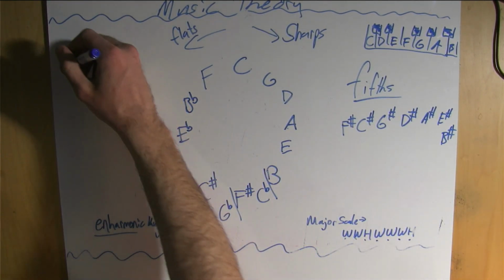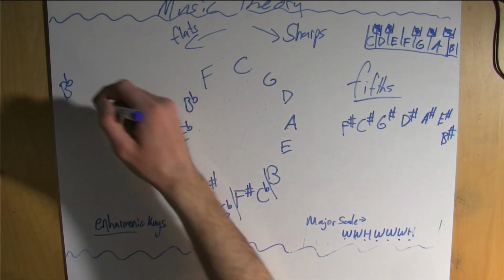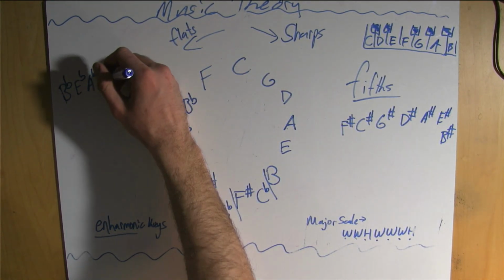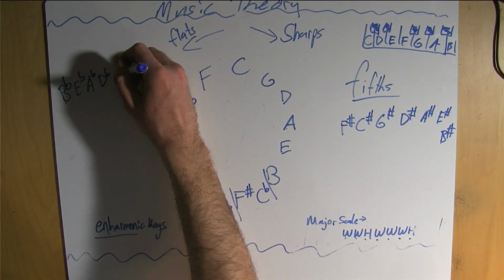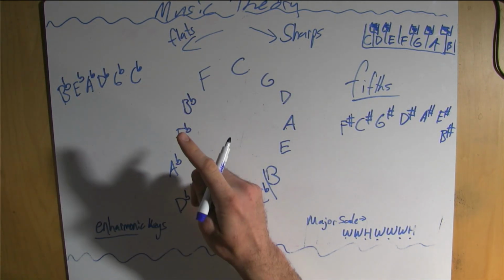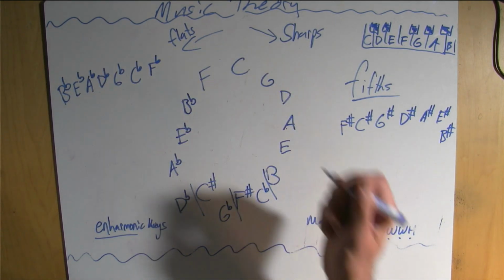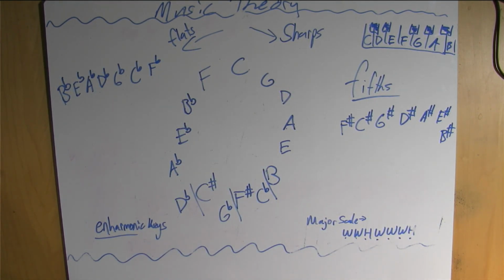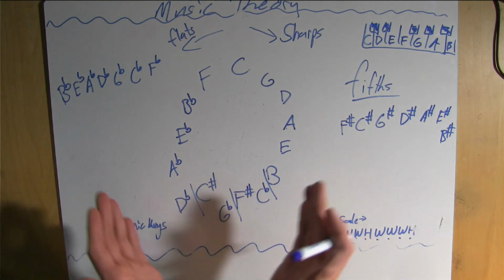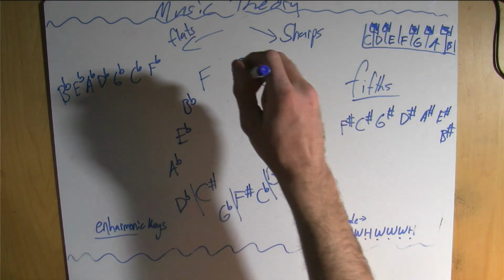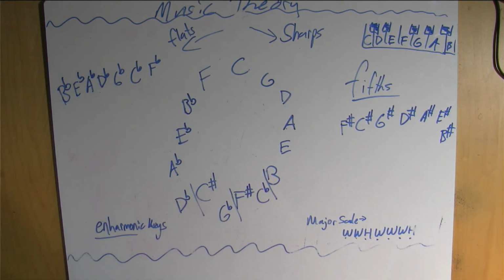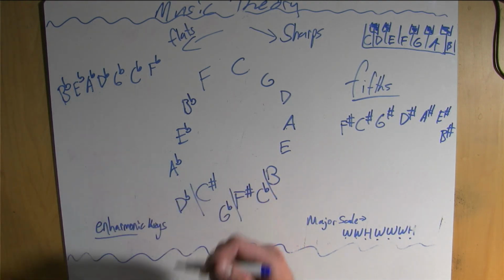And then with the flats, our first flat is B flat. Then it's E flat. Then it's A flat. Then it's D flat. Then it's G flat. Then it's C flat. And then our last flat is F flat. So this is a lot of information so far, okay? So at this point, what our circle of fifths is telling us is we have every single possible major key and what flats and sharps are used in them.